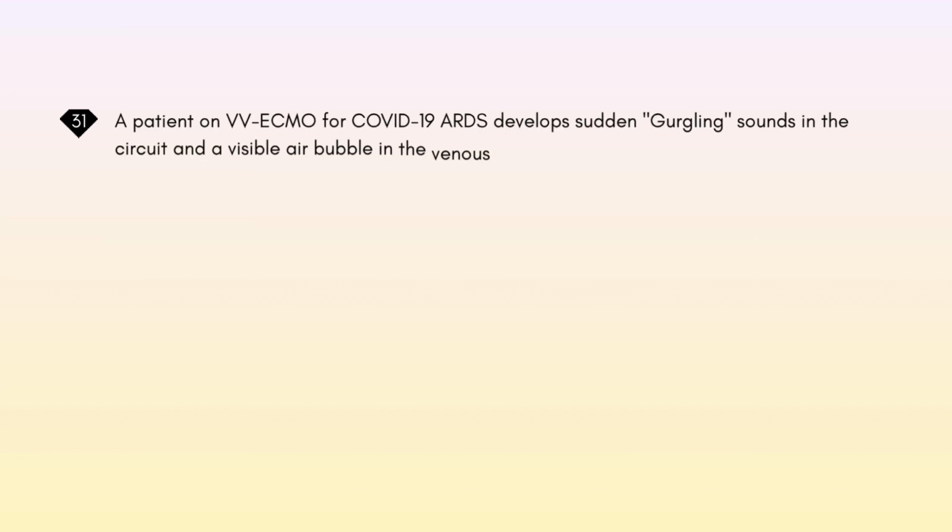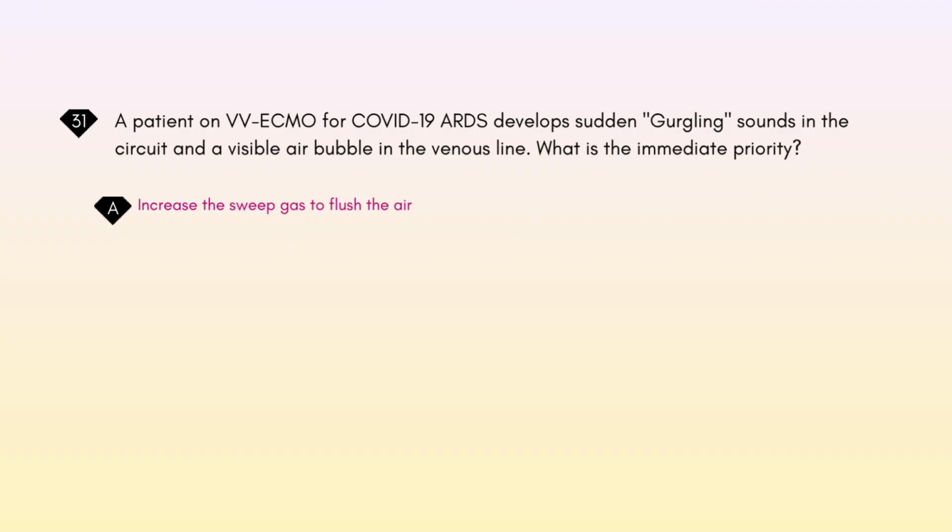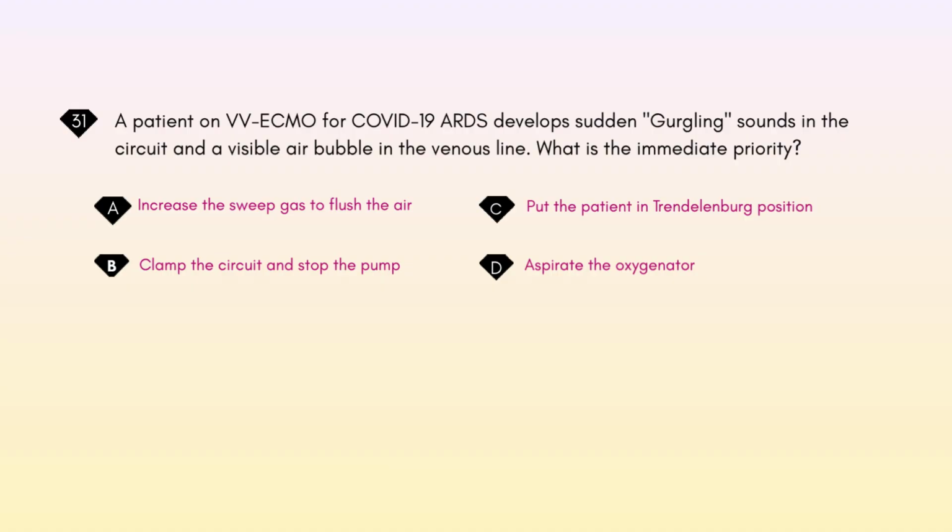A patient on VV-ECMO for COVID-19 ARDS develops sudden gurgling sounds in the circuit and a visible air bubble in the venous line. What is the immediate priority? A. Increase the sweep gas to flush the air. B. Clamp the circuit and stop the pump. C. Put the patient in Trendelenburg position. D. Aspirate the oxygenator. Answer: B.